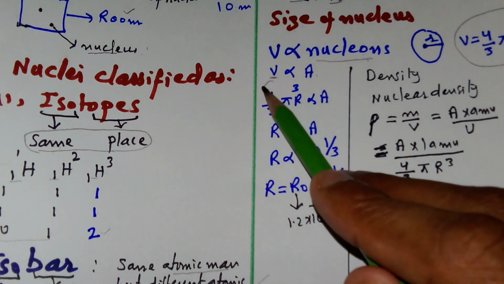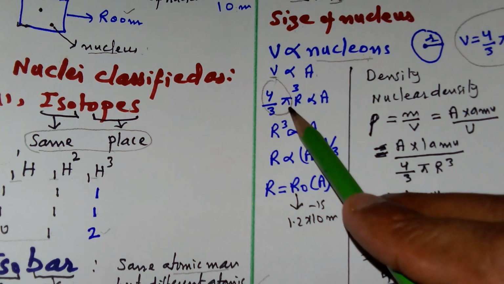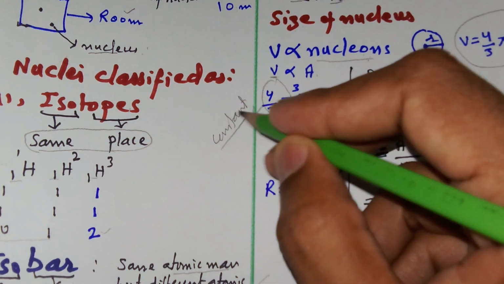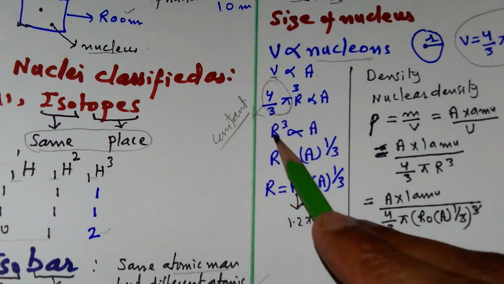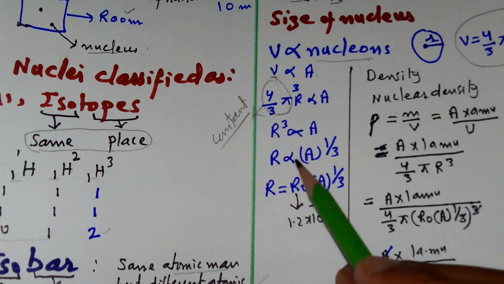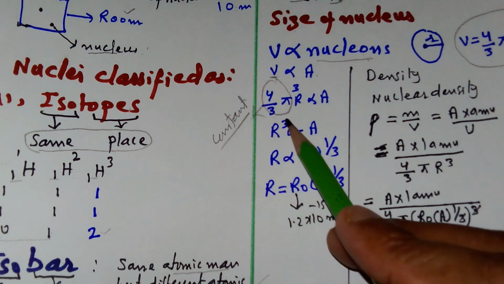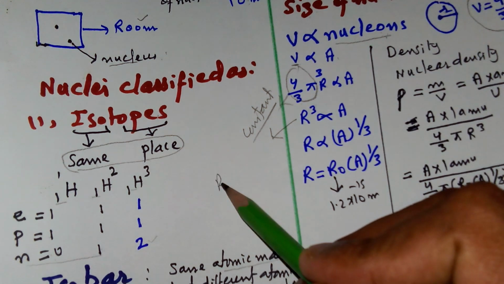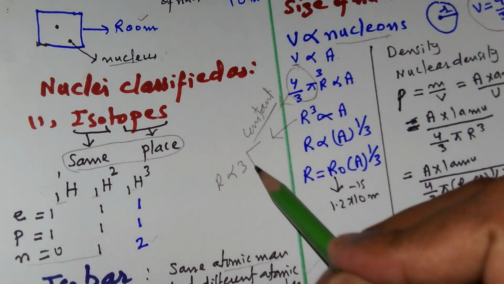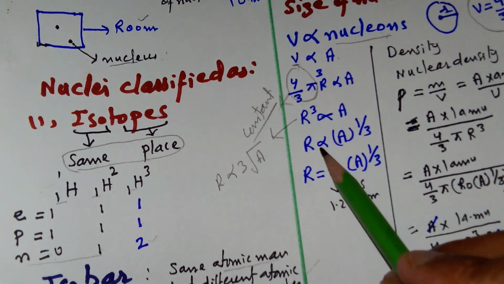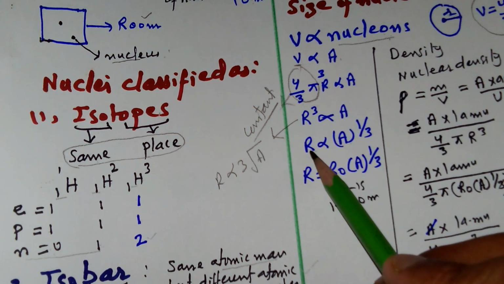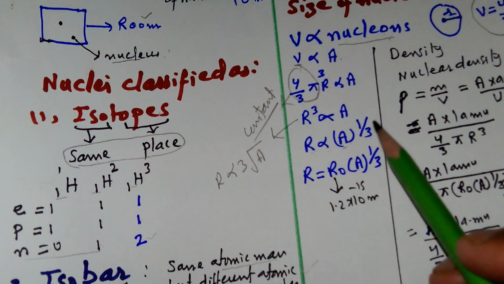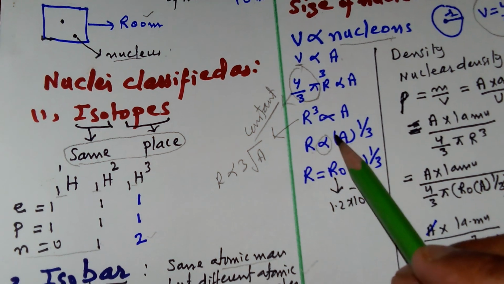And again you can see here that 4/3 π is a constant value. So this will be r³ directly proportional to A. Now you can see here, r is in a power, so we can also write this as the radius directly proportional to the mass number, in brackets, to the power 1/3.